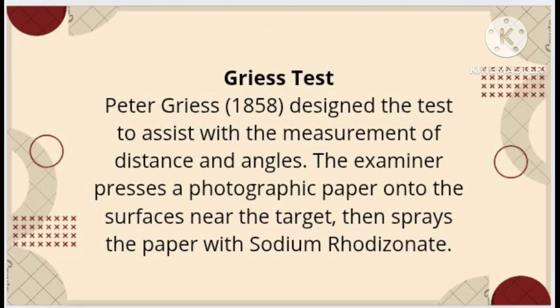Griess test. Peter Griess, 1858, designed the test to assist with the measurement of distance and angles. The examiner presses a photographic paper onto the surfaces near the target, then sprays the paper with sodium rhodizonate. If the paper appears pink to violet in color, then nitrate is present.